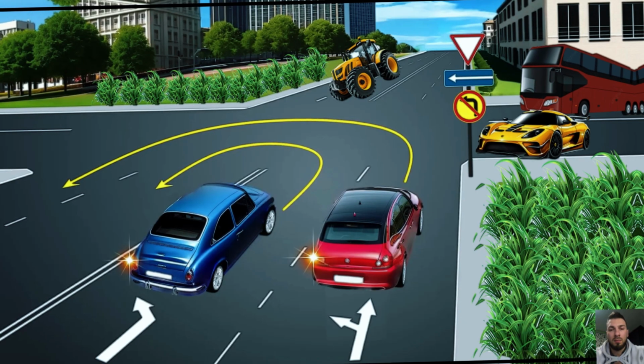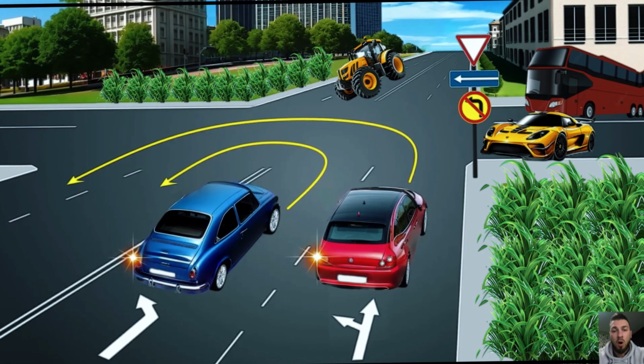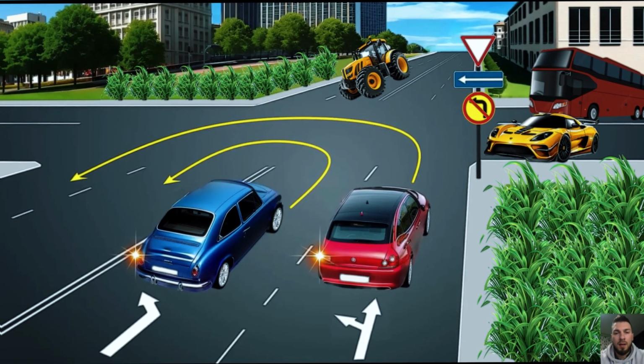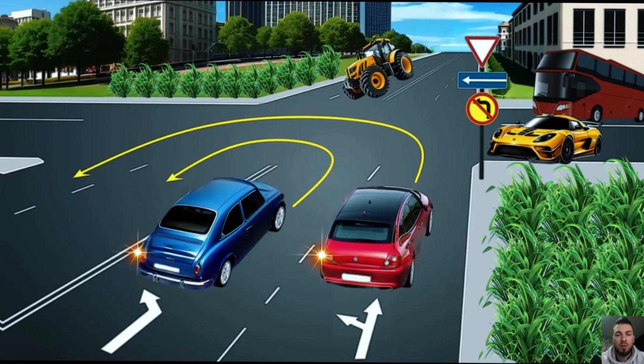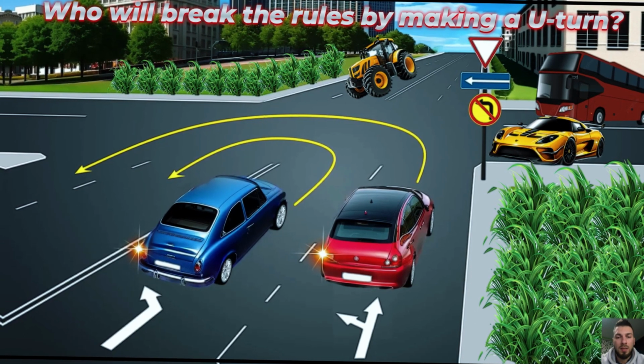well? In the picture with the conditions, we see two passenger cars, red and blue. The drivers of both cars intend to turn around at the intersection. Here are the answers to the question. Which one of them will violate the traffic rules?